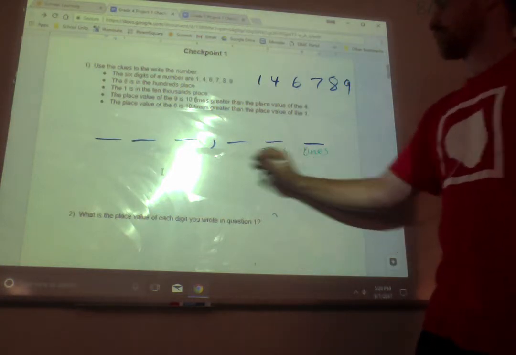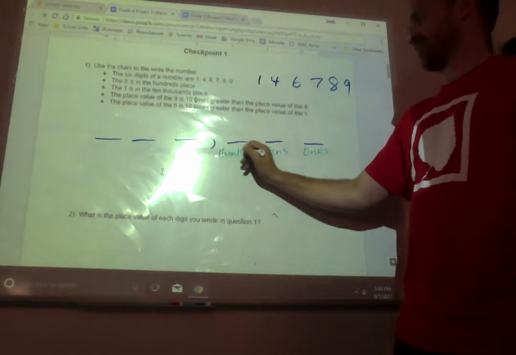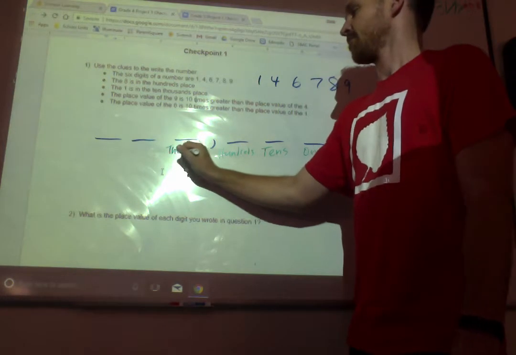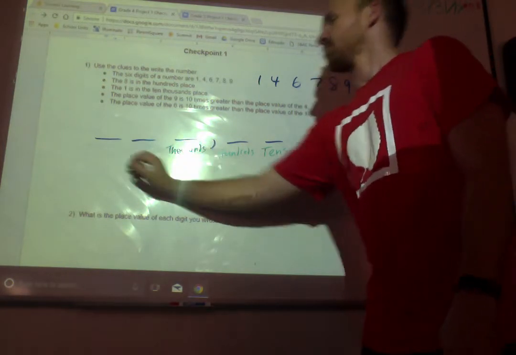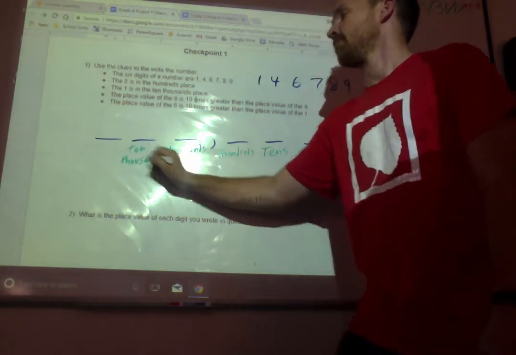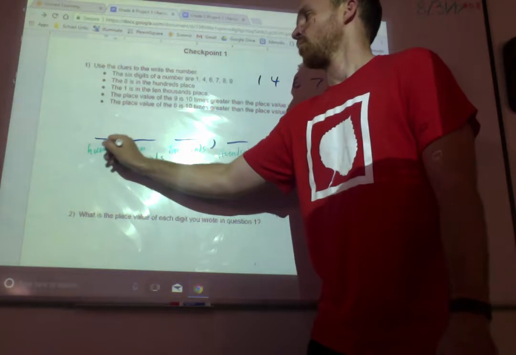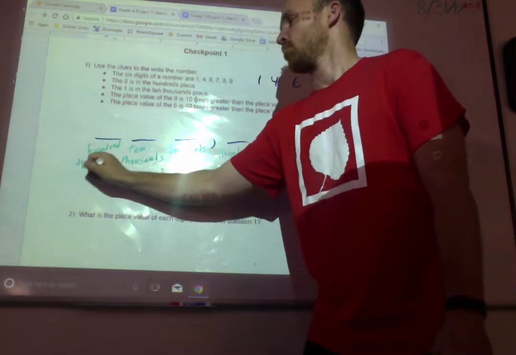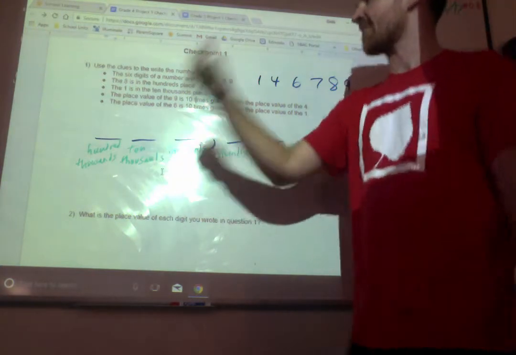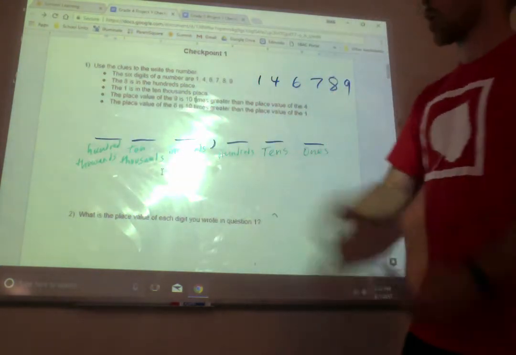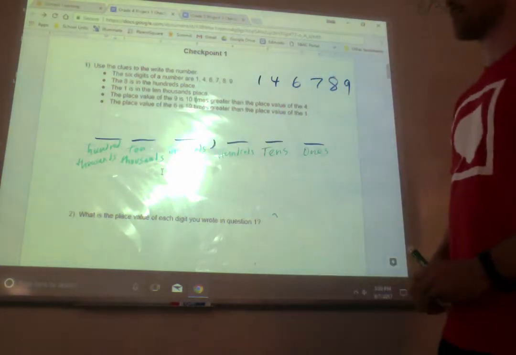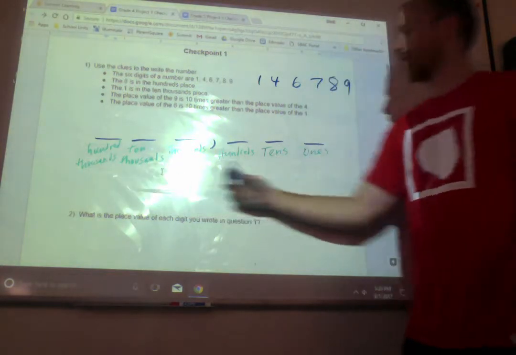Tens. I'm hearing it. Can you do the next one? And finally, ones, tens, hundreds, thousands, 10,000s, 100,000s. When I read the next clue, the 8 is in the hundreds place. Where's the hundreds place?